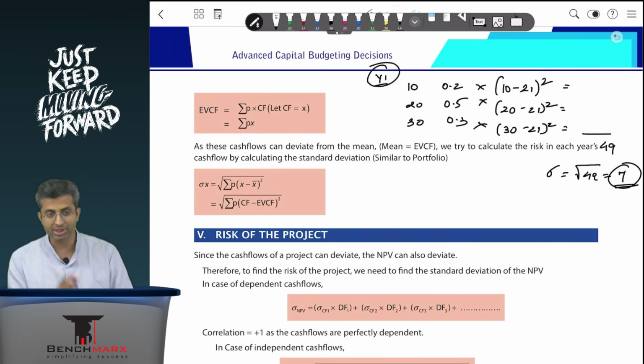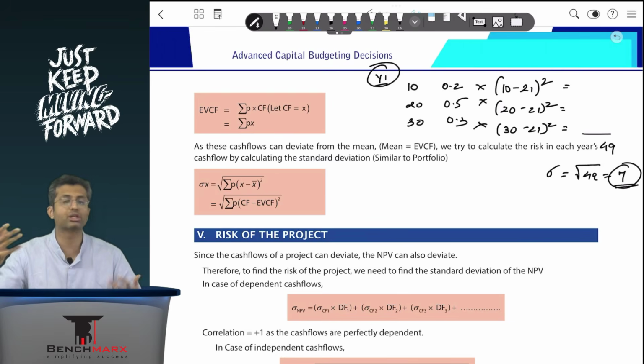Now the problem is, when you look at the formula for portfolio risk or standard deviation of NPV, we need to figure out whether year 1 and year 2's cash flows are related. Like in a portfolio, you need to find a correlation between security 1 and security 2. Here you want to find a correlation between, let's say, year 1 and year 2. For example, if there is no correlation, this is called independent cash flows. This means correlation is 0, or it is dependent cash flows where there is full correlation. Institute just takes one of these two views, in which case the correlation coefficient is 1.